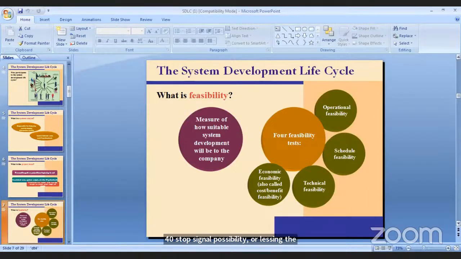You'll be asked either a 5-mark question or an 8-mark question: what is feasibility and what are the types of feasibility. It's a normally asked question in interviews also. Because it is already proved that if any system is developed without carrying out the feasibility study, that system will be a failure system.